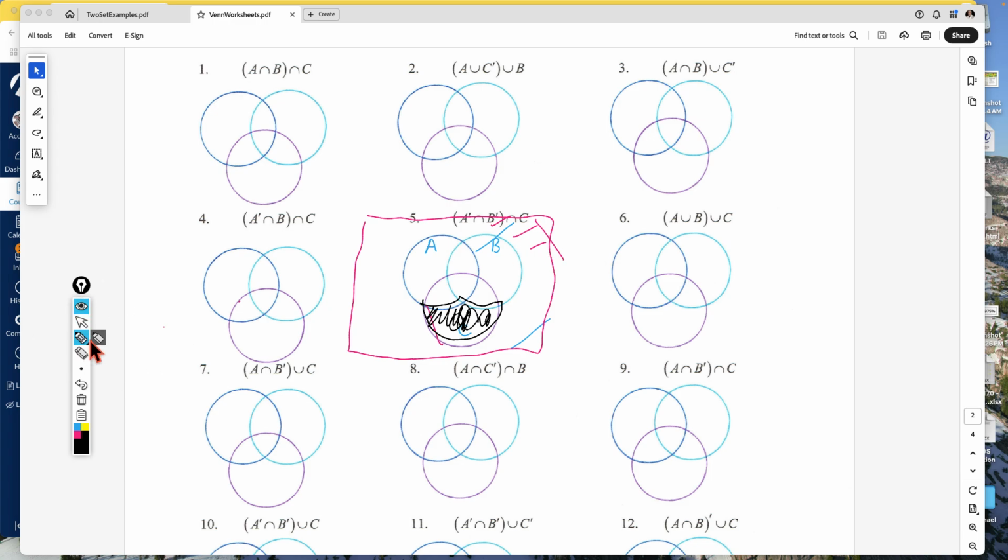I'll do one more, a little easier one. A union B, here's A, here's B. It's everything in A and everything in B. There's A and B. And then we add on C, we union it with C, everything that's also in C. Okay, it's basically all the circles.